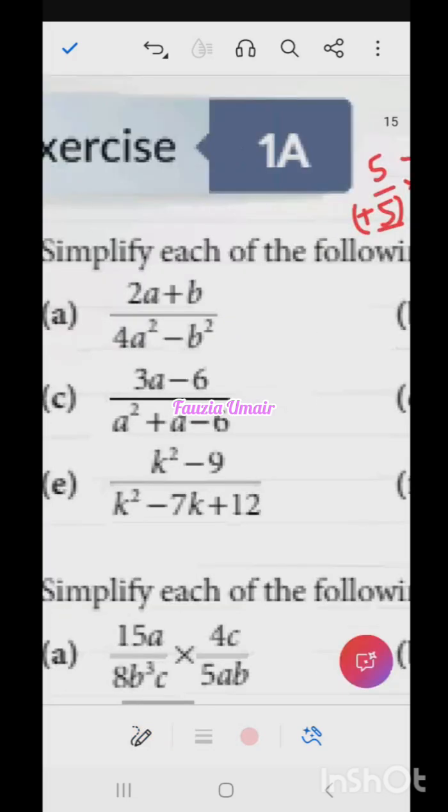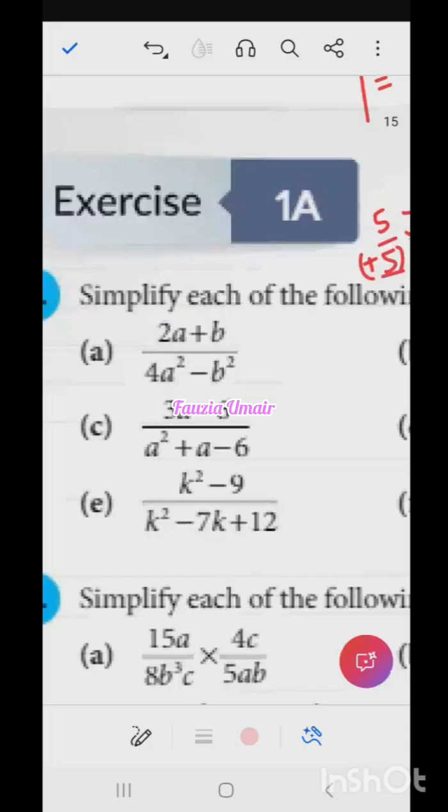Now let's see the rest of the questions. What about the C part? What to do in the numerator and what to do in the denominator? In the numerator, we will take common. That's right. In the denominator, we will use middle term breaking. Just the four factorization methods we know, we have to apply those. So I hope you can do it on your own, okay?